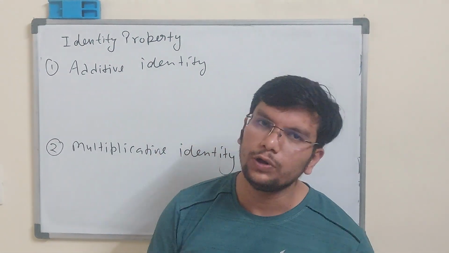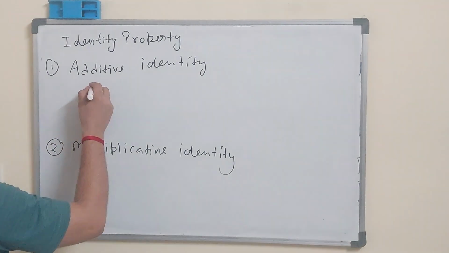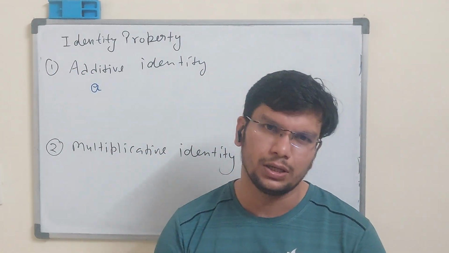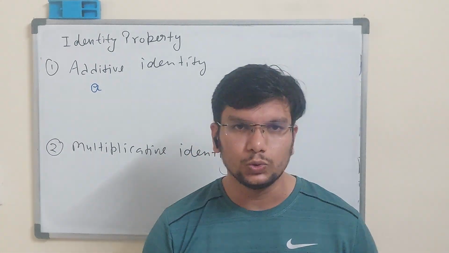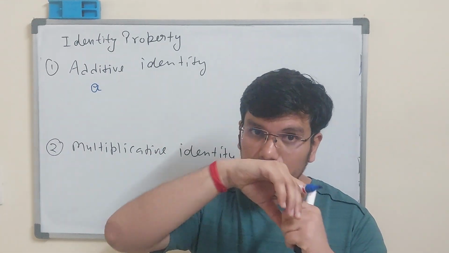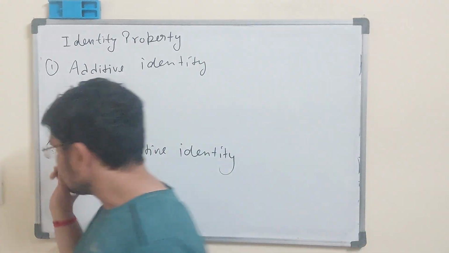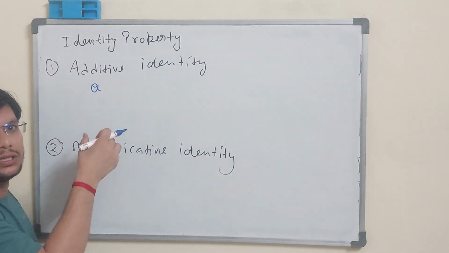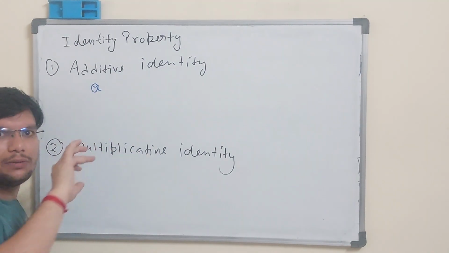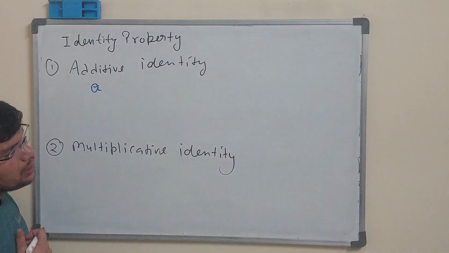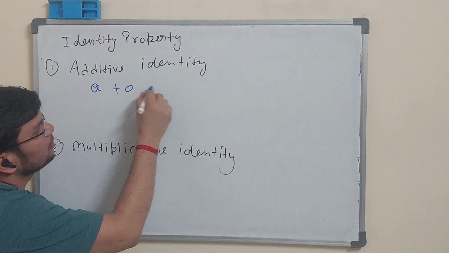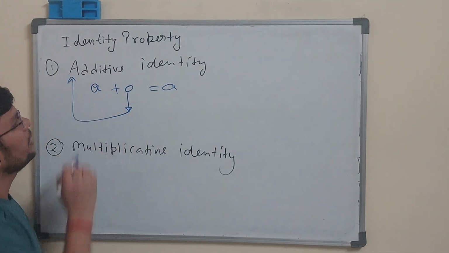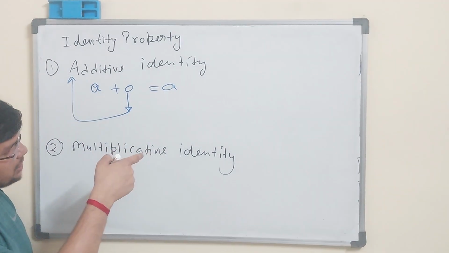Suppose a is any rational number. What can I add to this rational number so that this rational number should remain the same? So sir, if we add 0, our number will remain the same. So this 0 is the additive identity. Is it clear?